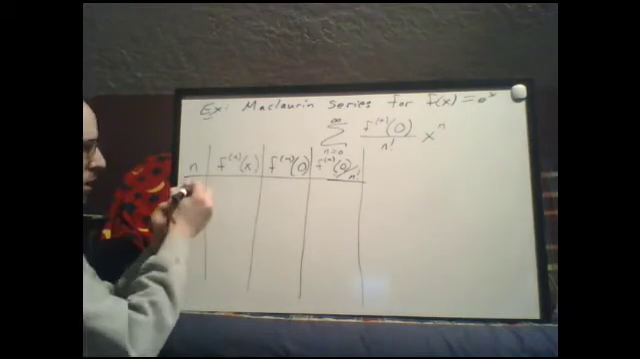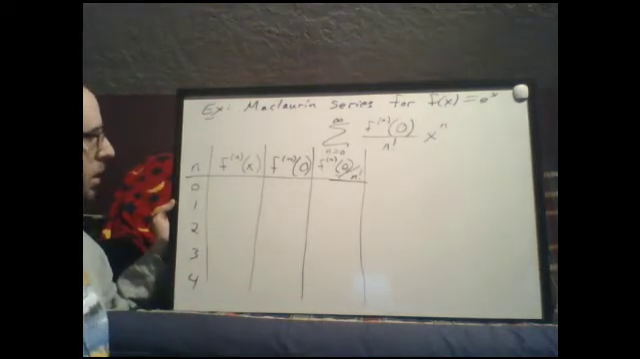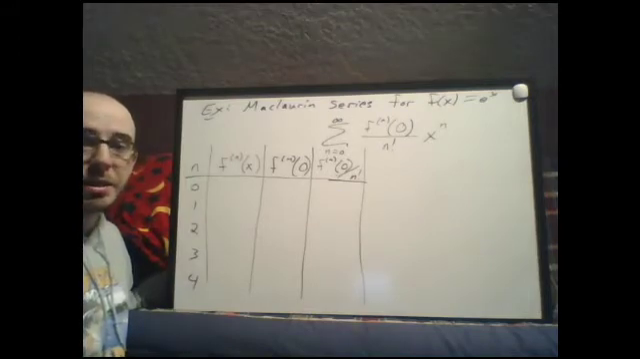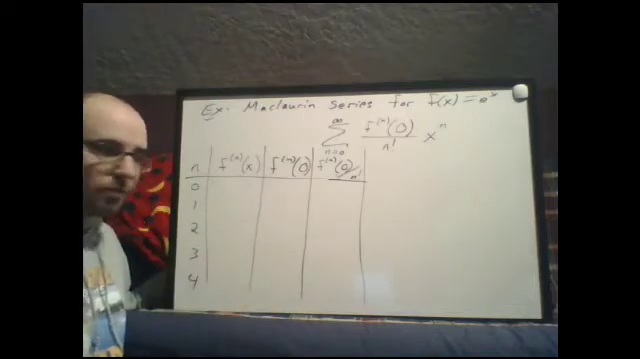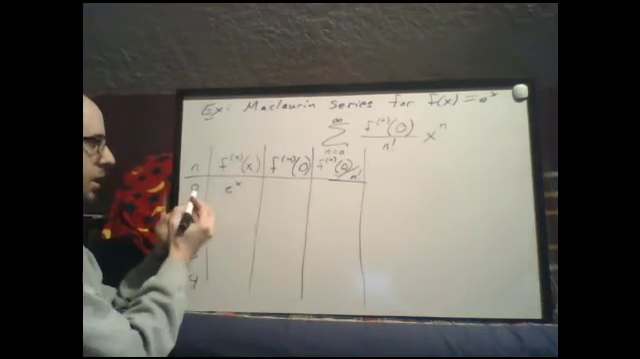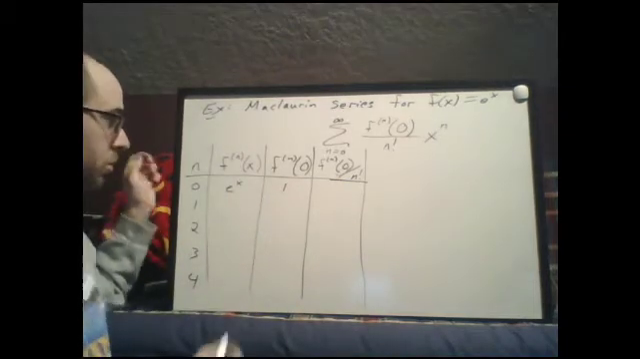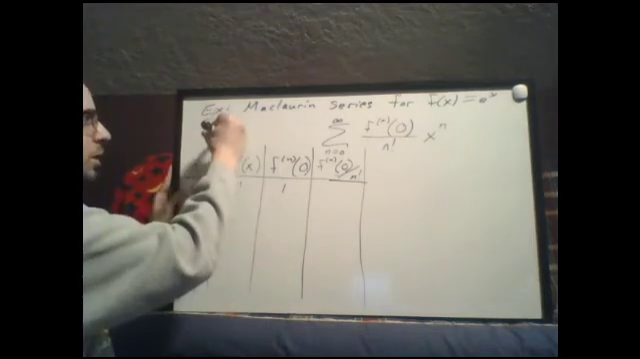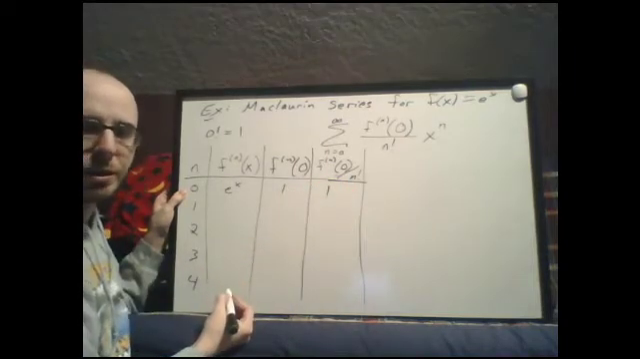So our n's start at 0. So 0, 1, 2, 3, 4. The 0th derivative of a function is just the original function. If I don't take the derivative at all, I'm just starting with my original function. So the 0th derivative of e to the x is e to the x. So I plug in 0 to that. E to the 0 is 1. And then 0 factorial is 1. That's defined to be 1. So 0 factorial equals 1. That's just a fact. So 1 divided by 1, that's my first coefficient.